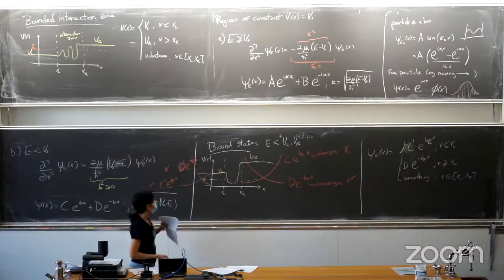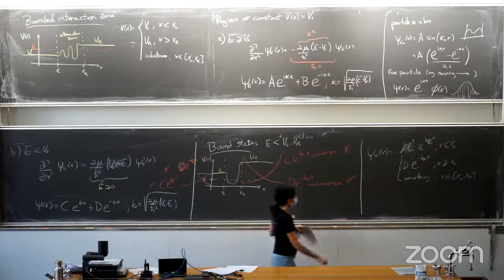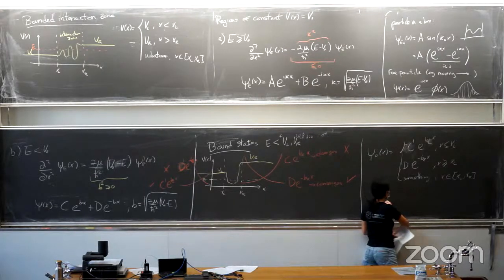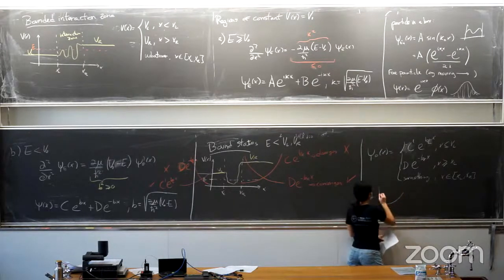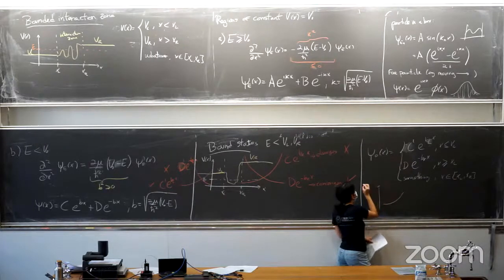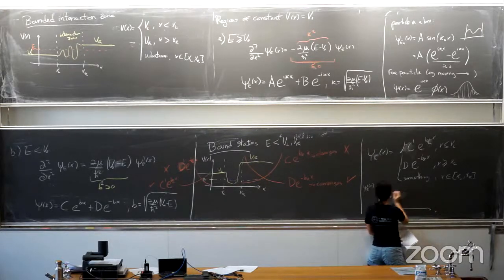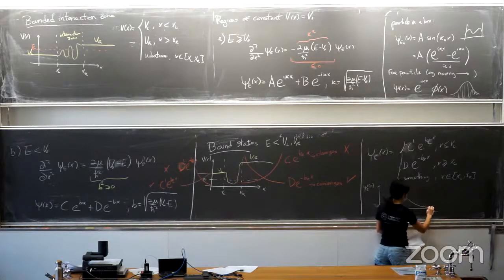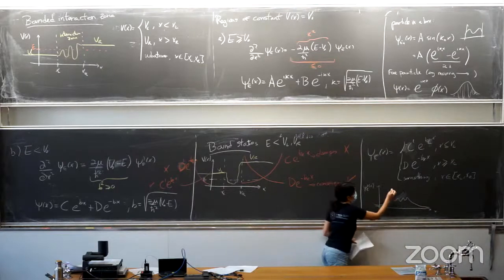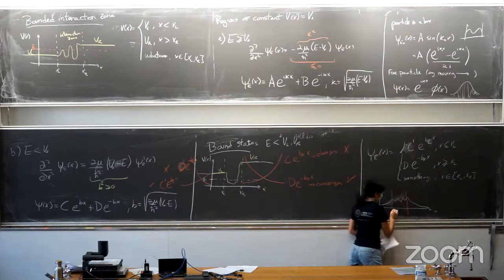So what's an example? Let me just draw what it looks like. So this is psi of X, it looks like this. Then it can be something, we don't know, and then it goes down again. Where these are the XL and XR, right?